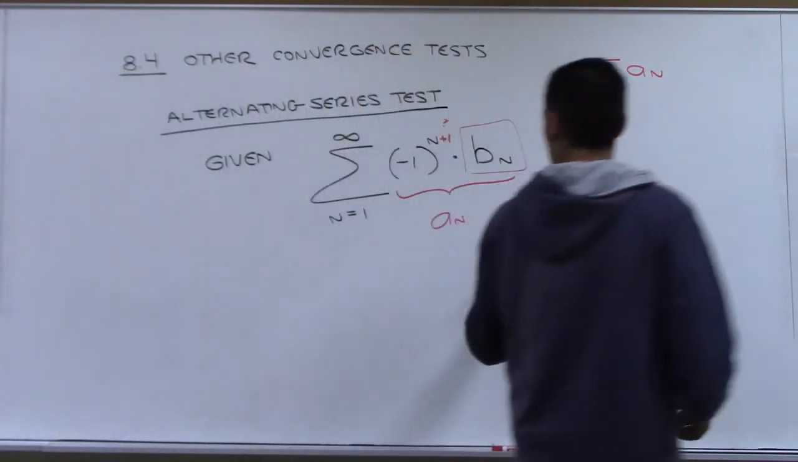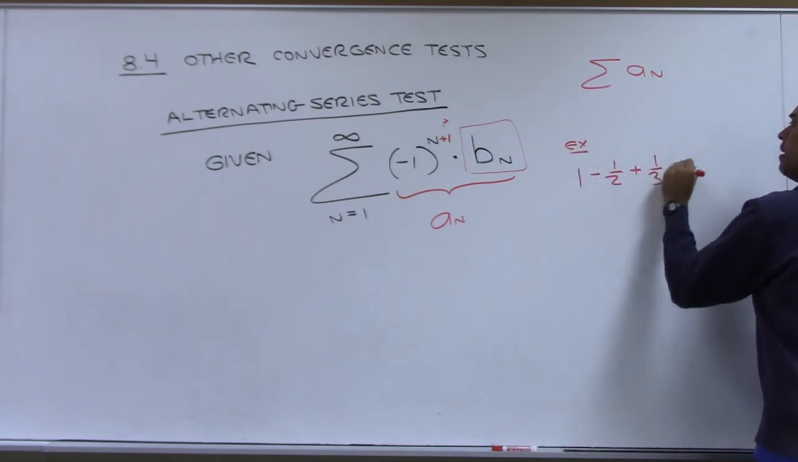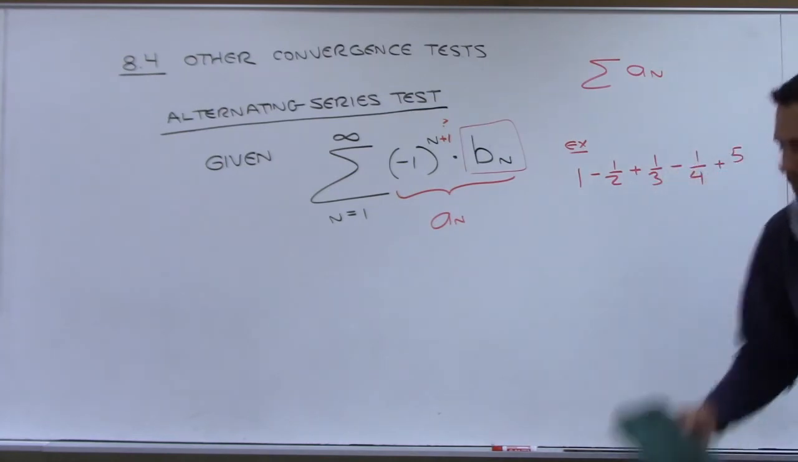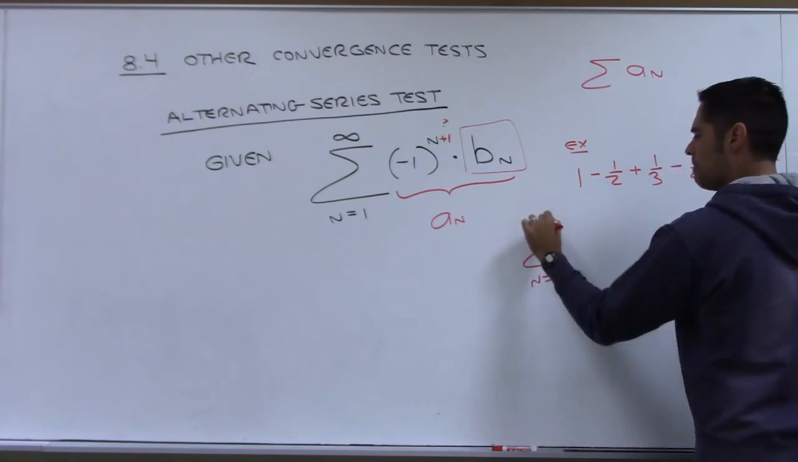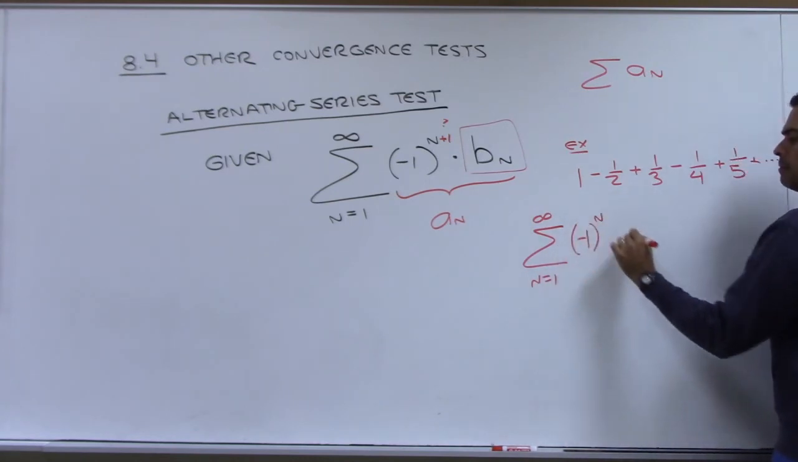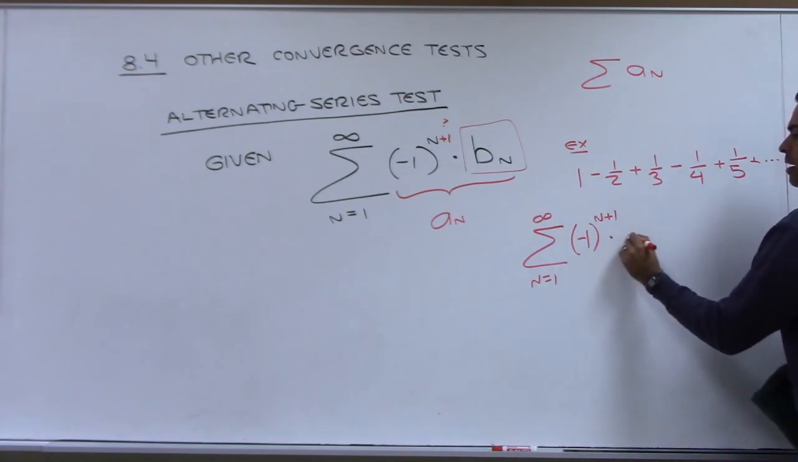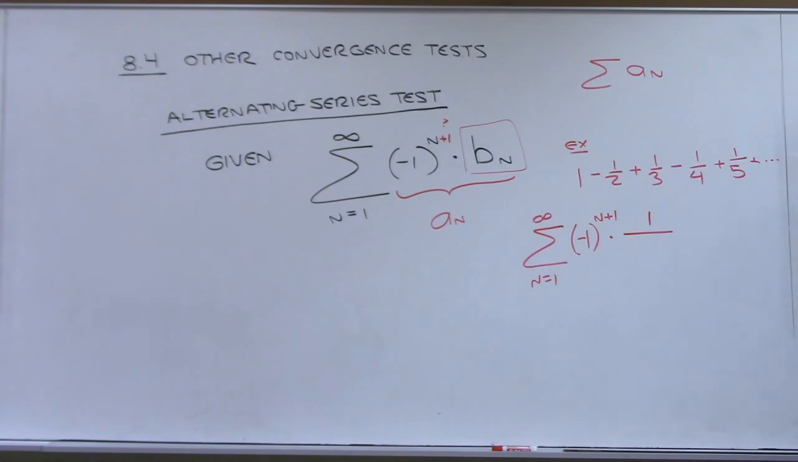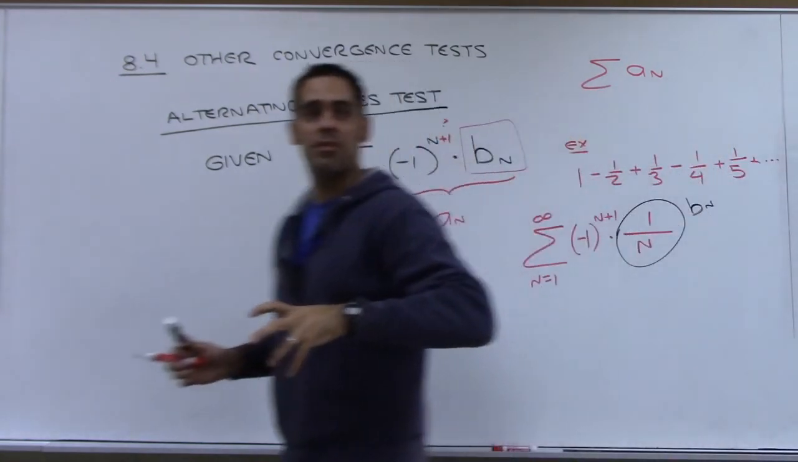Let me give you an example. I'll get back to finishing the test. If I write 1 minus a half plus a third minus a fourth plus a fifth, dot, dot, dot, could you convert that into a sigma notation? You're going to start with the positive, right? How do I start with the positive? Negative 1 to the n plus 1. That would make it start at a positive, wouldn't it? And then the rest of it, what's the numerator always going to be? 1. What's the denominator always going to be? Just n. Do y'all see that? Okay. This piece right here is what we're calling the b sub n, the part that does not have the negative attached to it.